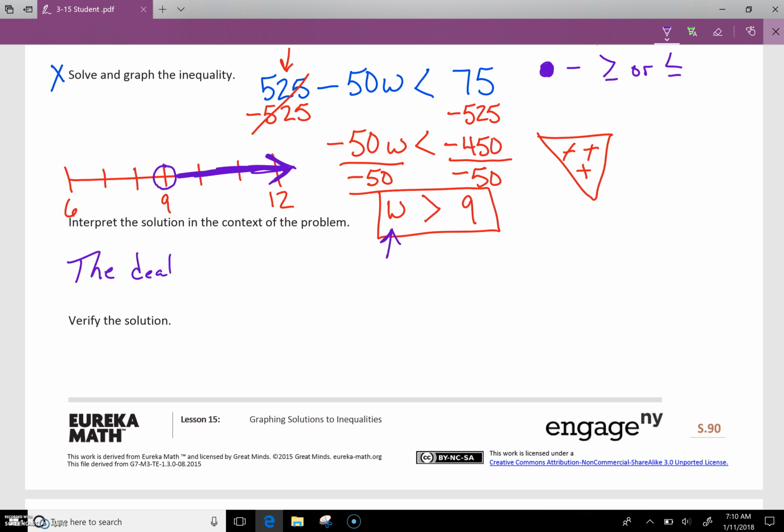So what I just said is the interpretation to the solution. The dealer would need more than 9 weeks to get that lot down to 75 cars or less.